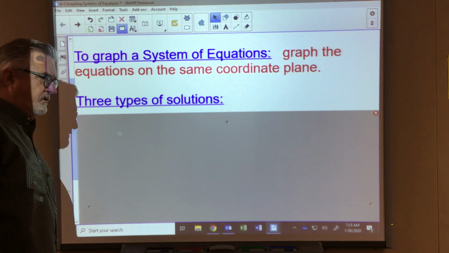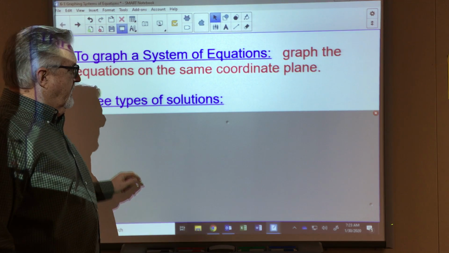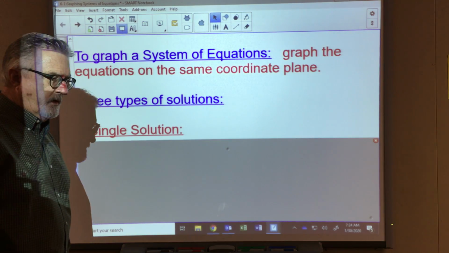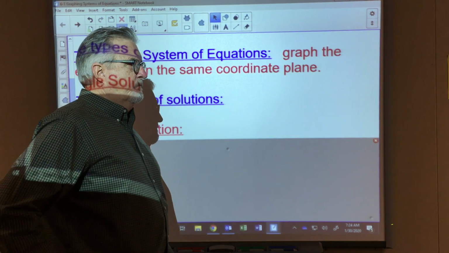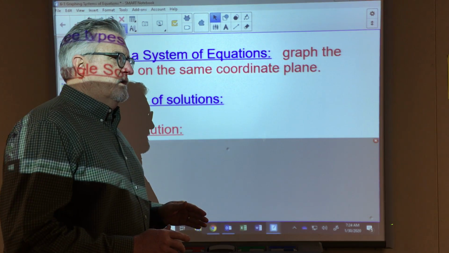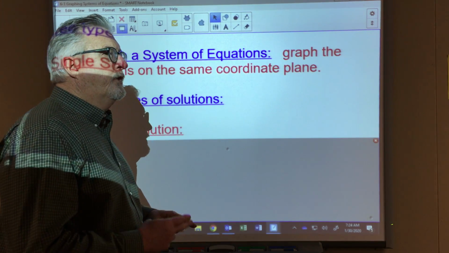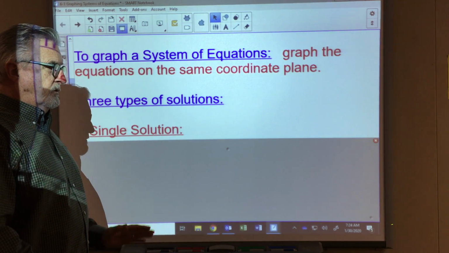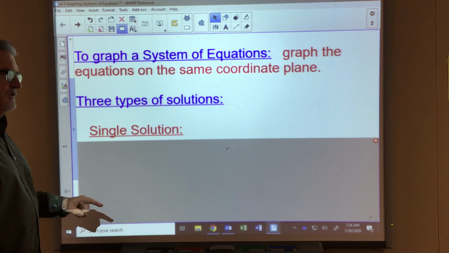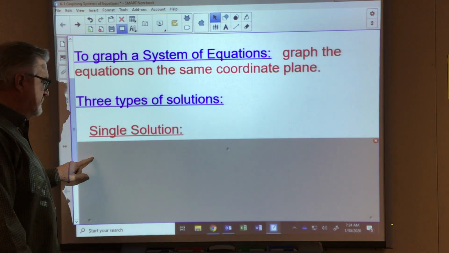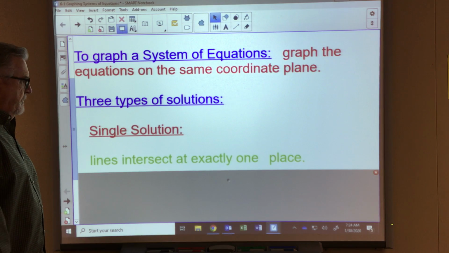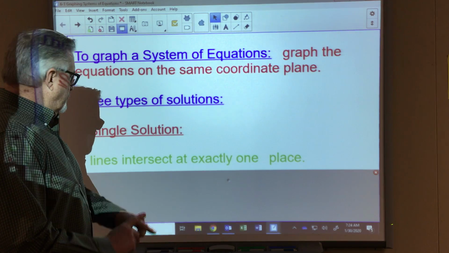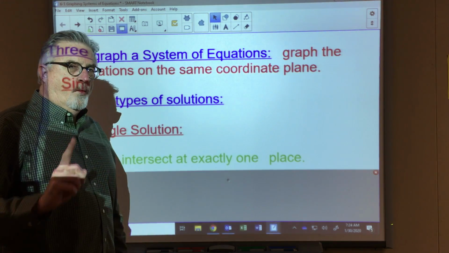There are three types of solutions to a system of equations. The first type is a single solution. Okay, now think about this. The solution to a set of equations is the point of intersection of the graphs of the two equations. So as you can imagine, a single solution is if the lines cross in one place. Okay, so if it has a single solution, you're looking for the ordered pair at the intersection. So the lines intersect at exactly one place.